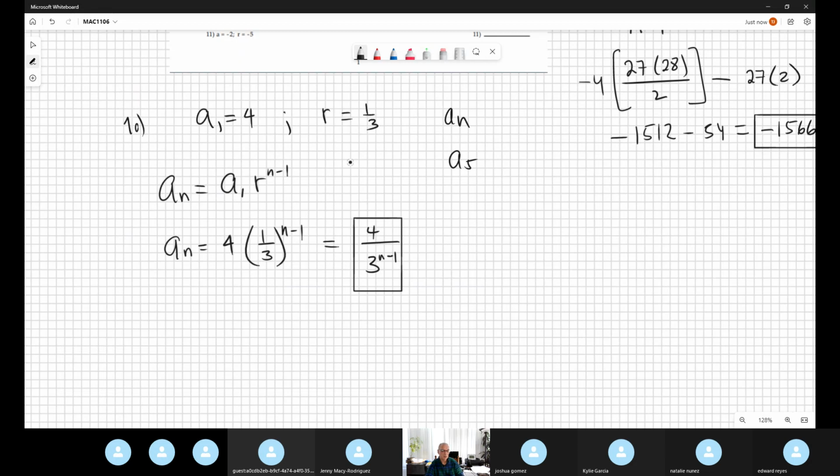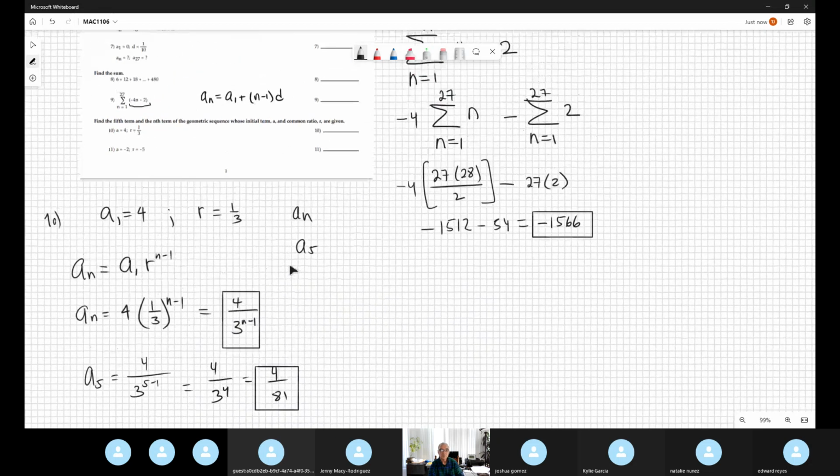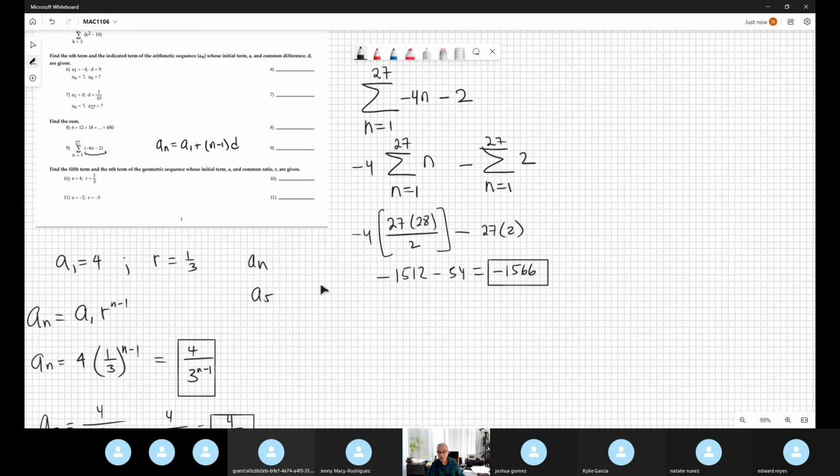Because 1 is an invisible number. When you raise 1 to any power it is 1, and multiplication by 1 is nothing. Okay, to find a sub 5 is 4 over 3 to the 5 minus 1. Obviously 5 minus 1 is 4. So it's 3 to the 4th power, which is 81. So actually it's 4 over 81. Done. That part of the sequence is easy. It's no big deal.